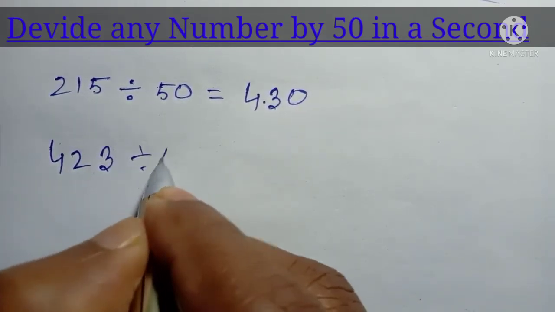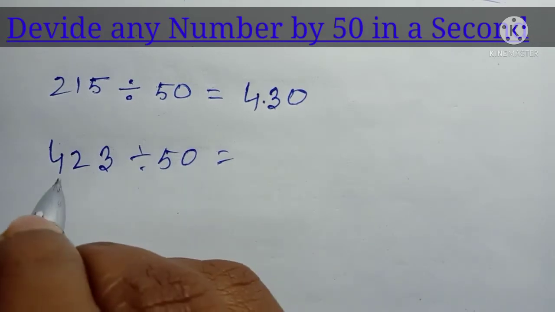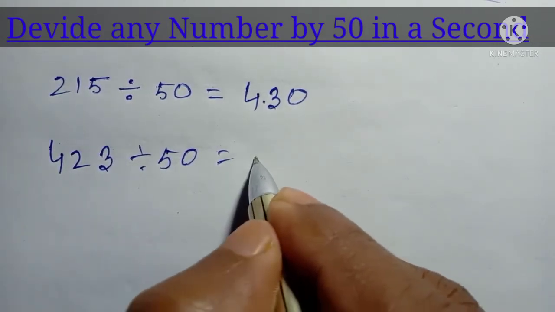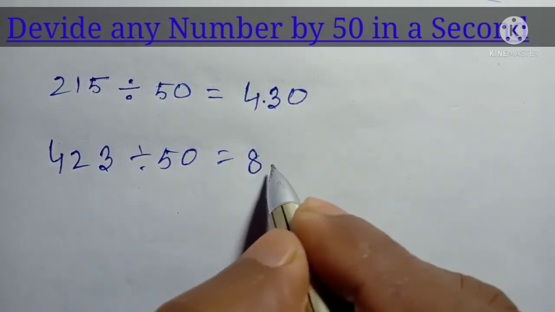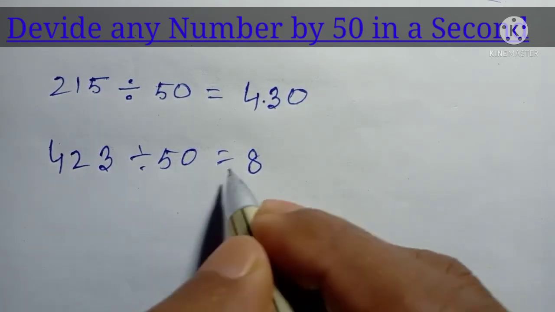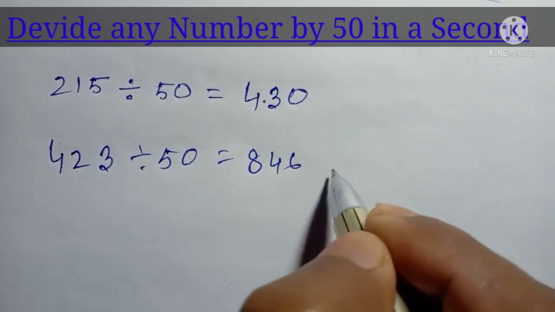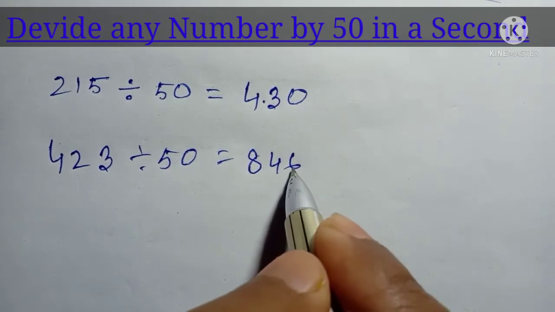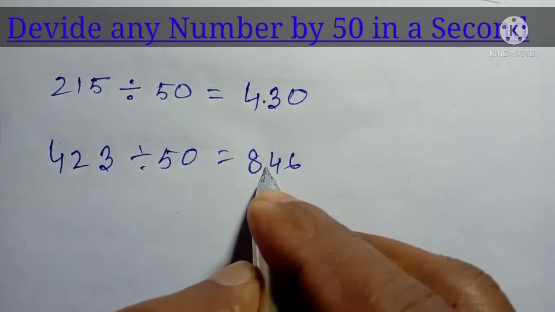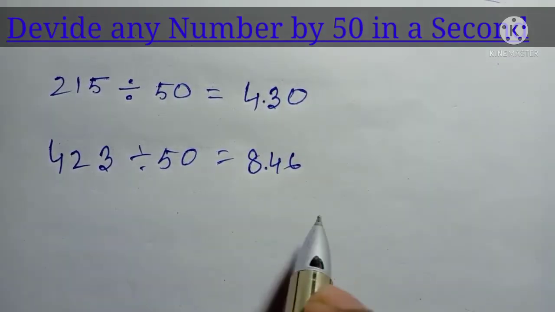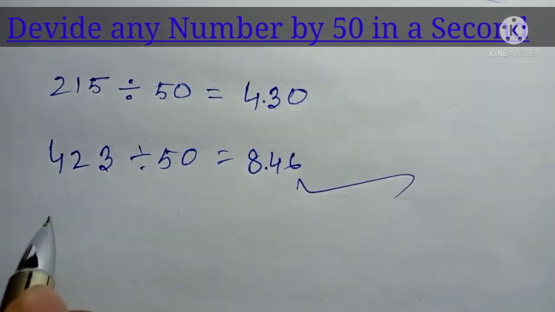Okay, let's take another example. 423 divided by 50. So what will it be? If you double 423, it will be 846. Okay, and simply before the last two digits you just put a decimal. So now this is your answer.